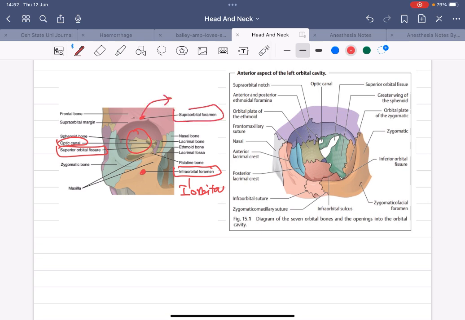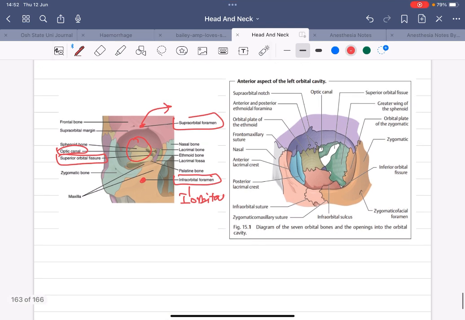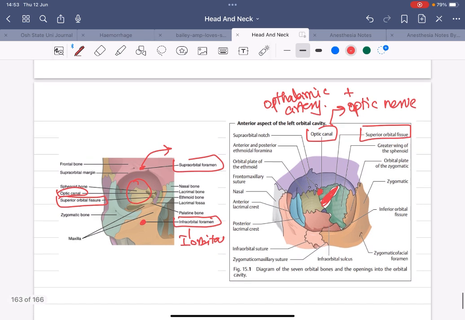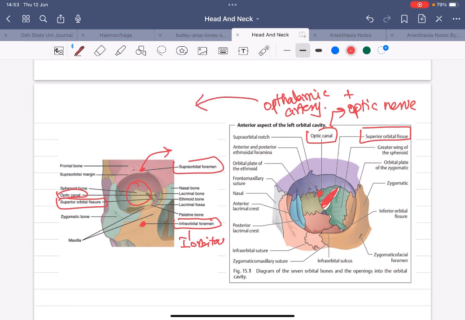See here, this is the superior orbital fissure. Okay, this is the optic canal, through which your second cranial nerve, the optic nerve, is passing along with the ophthalmic artery, which is a branch of your internal carotid artery. Very, very important MCQ, you must remember. And please remember, the ophthalmic artery gives branches which supply blood to the eye and the eyeball.